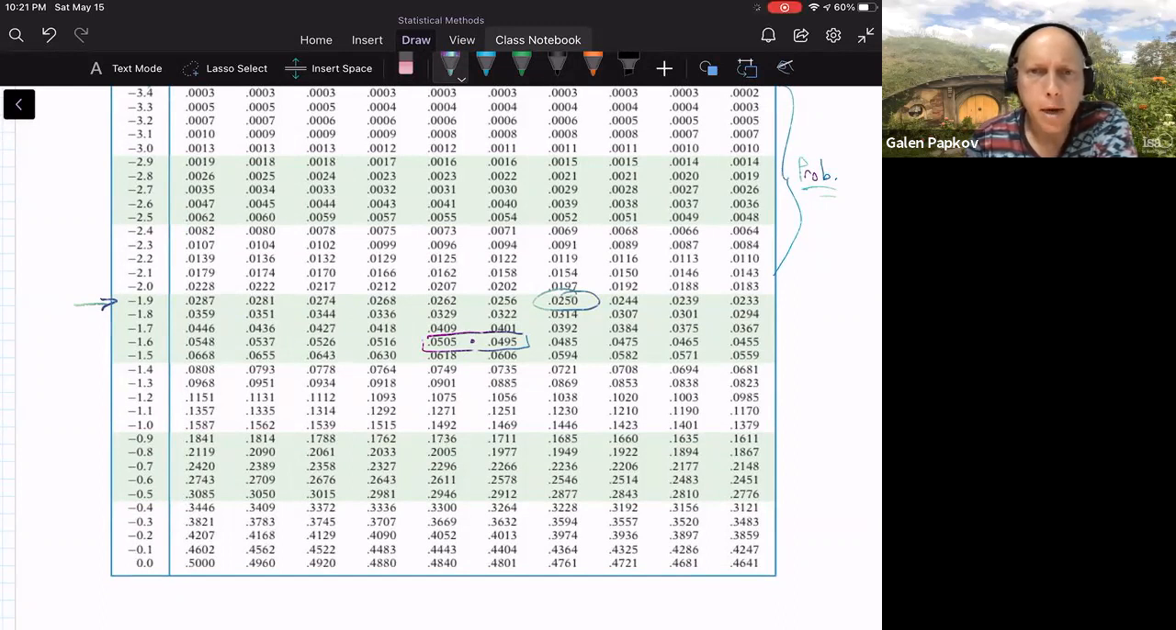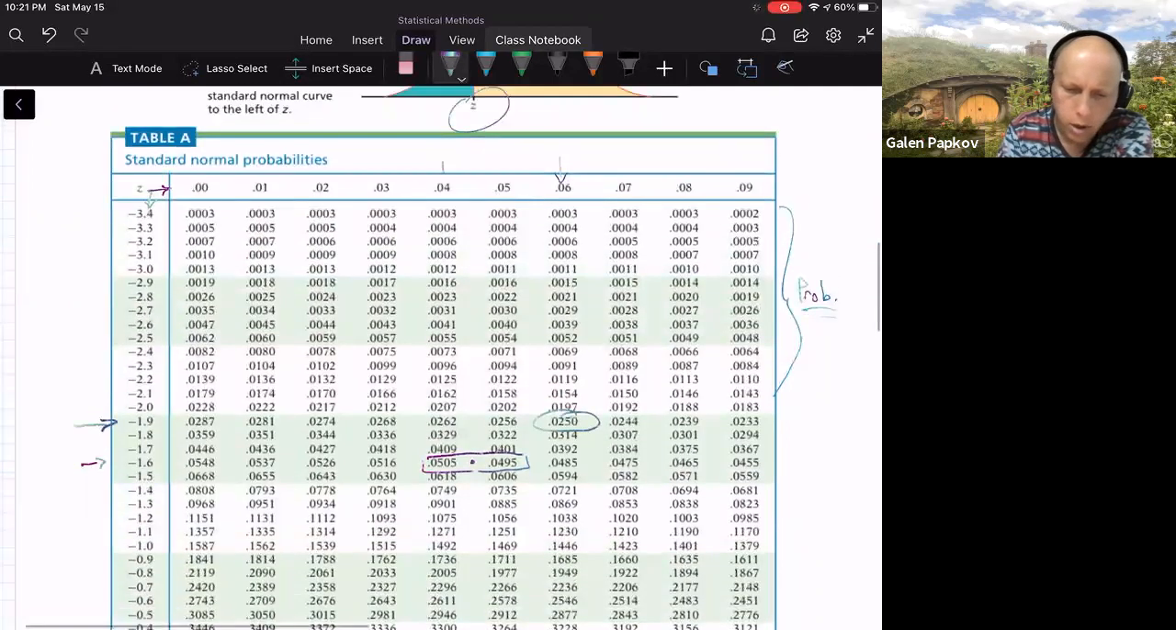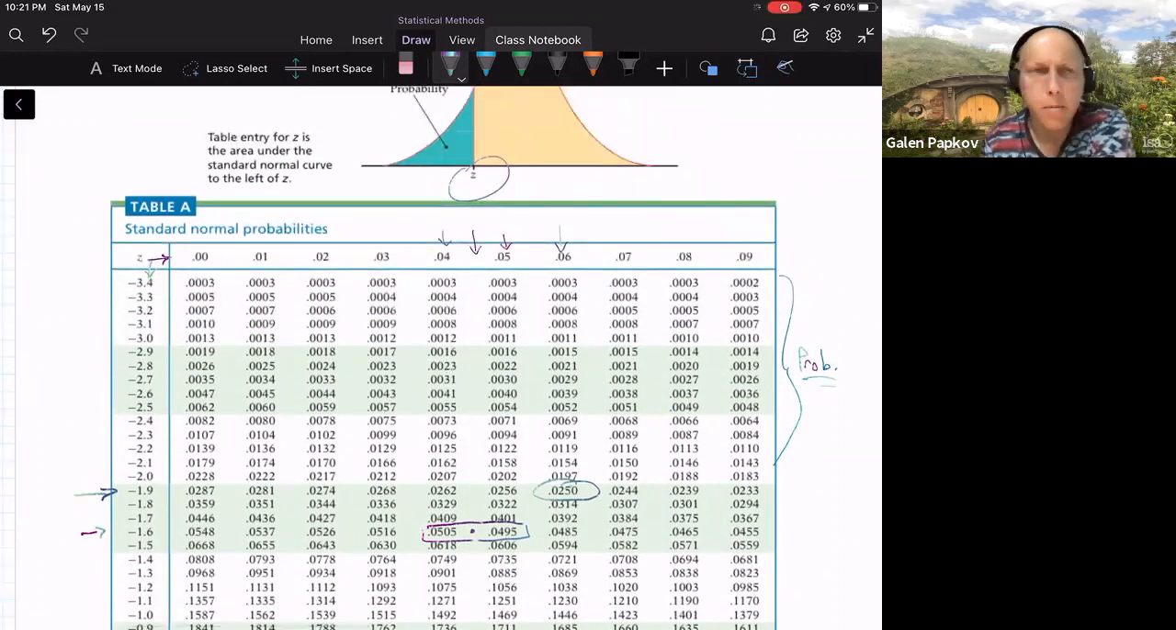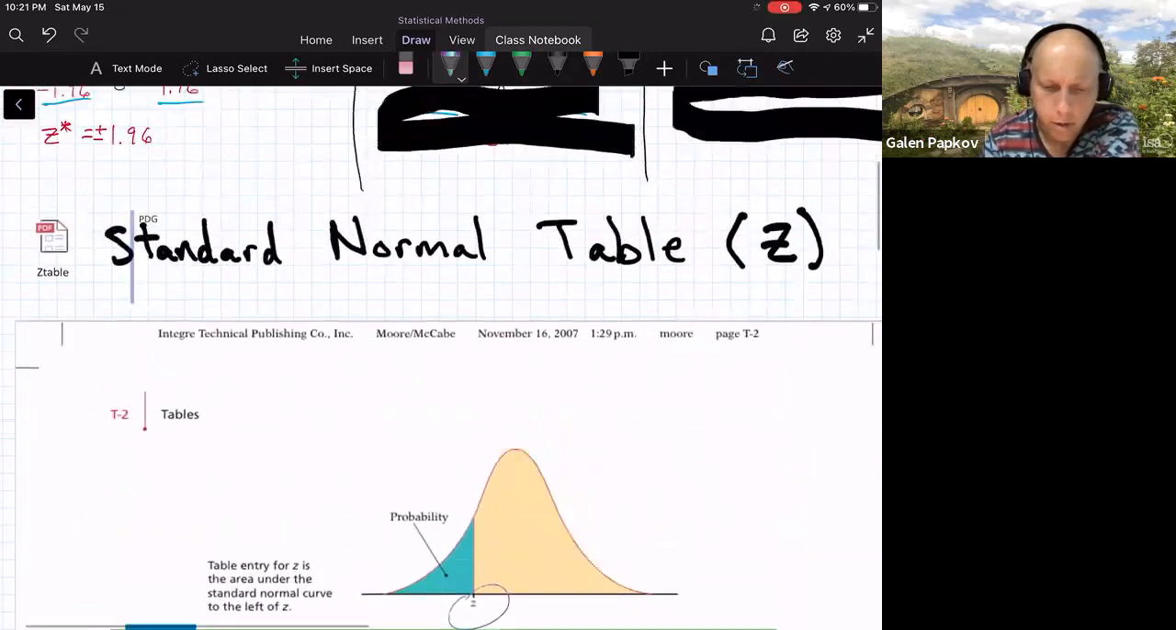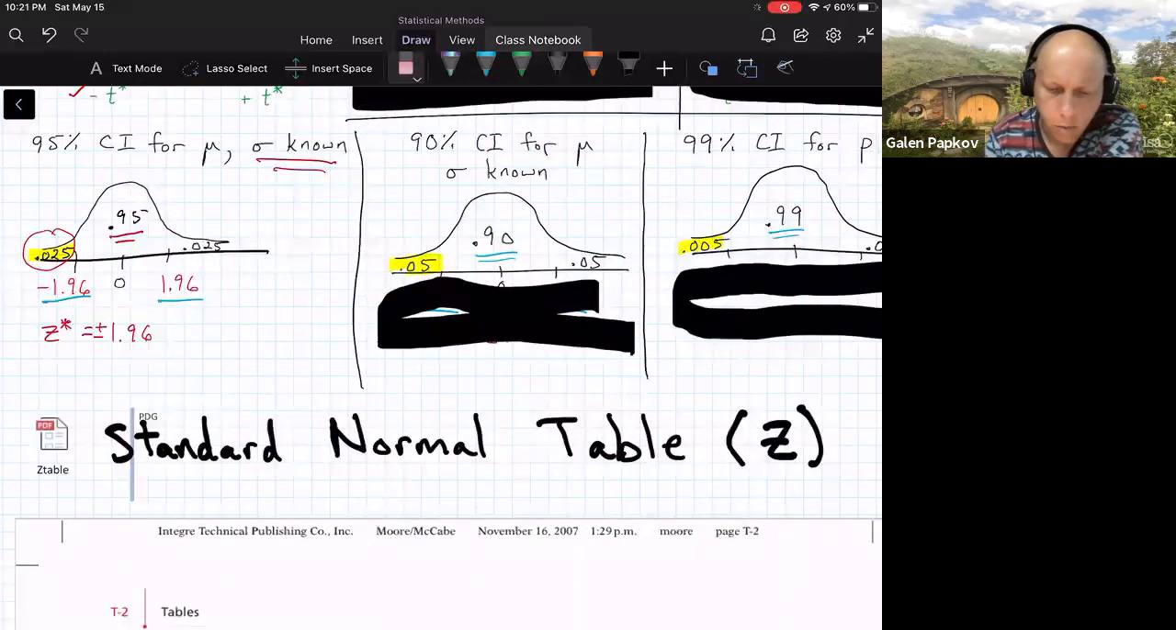That's important to keep in mind, because this is the only time that I would expect that you interpolate. What I mean by that is 0.0505 corresponds to negative 1.64, and 0.0495 corresponds to negative 1.65. So if we were to go halfway in between, we would say negative 1.645 should be one of the critical values, and the other one will be the positive part.